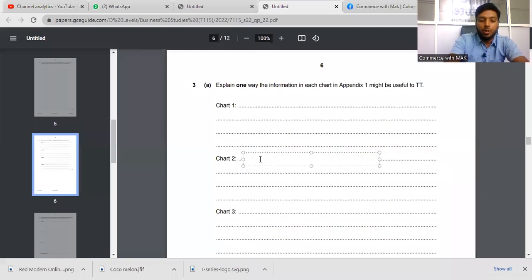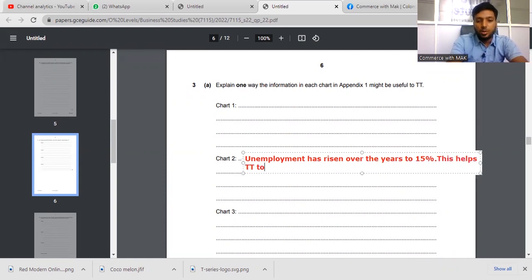So you can write: unemployment is rising over the years. This helps TT to recruit employees at lower cost.